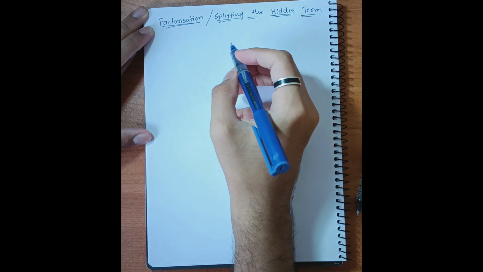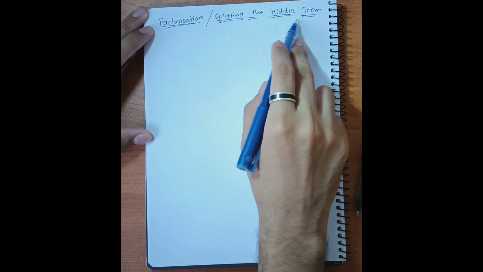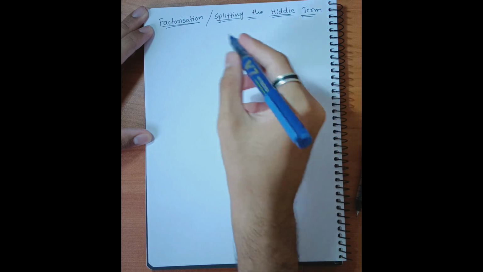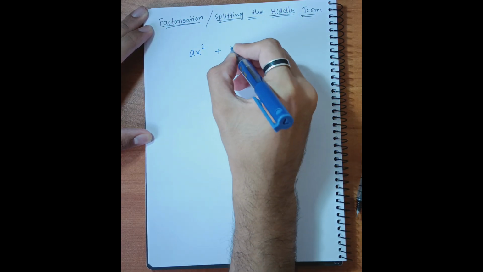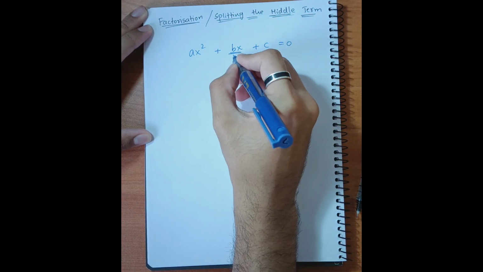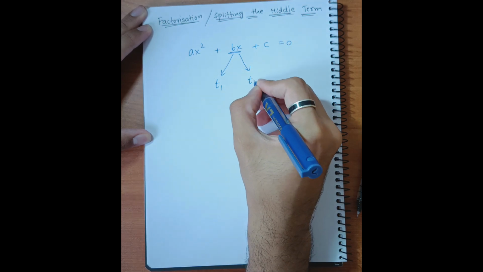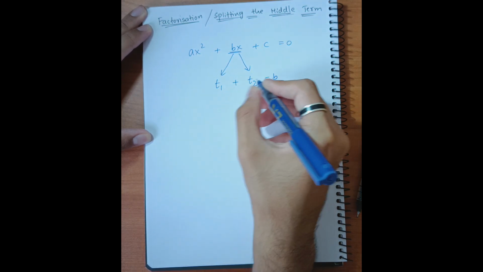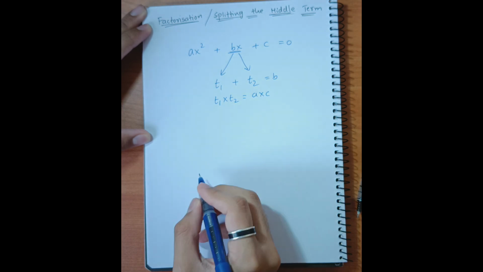Let's now learn how to solve a quadratic equation using the factorization method, also known as the splitting the middle term method. Now, here's the idea. We want to split the middle term of the quadratic equation into two terms such that their sum must be equal to b and their product must be equal to a multiplied by c.